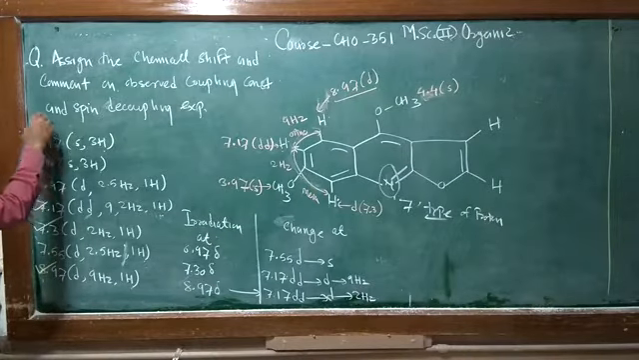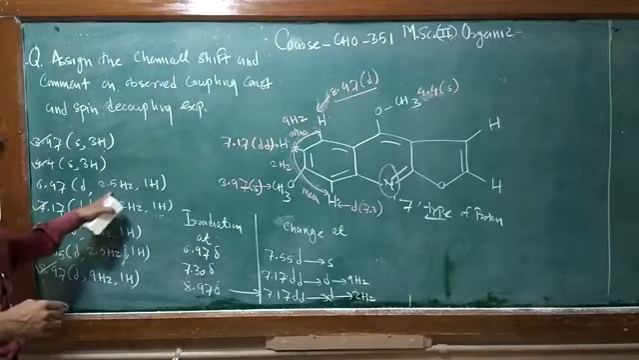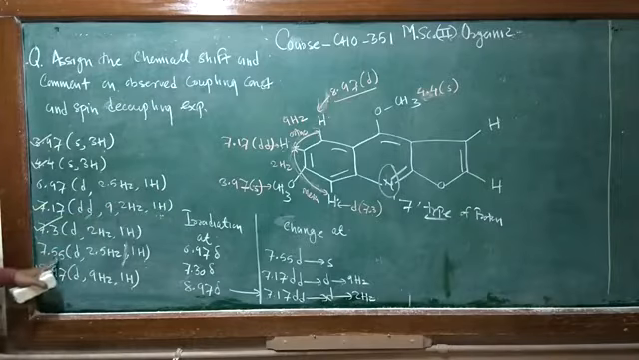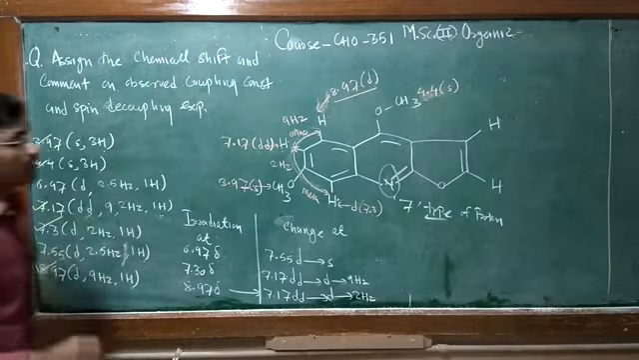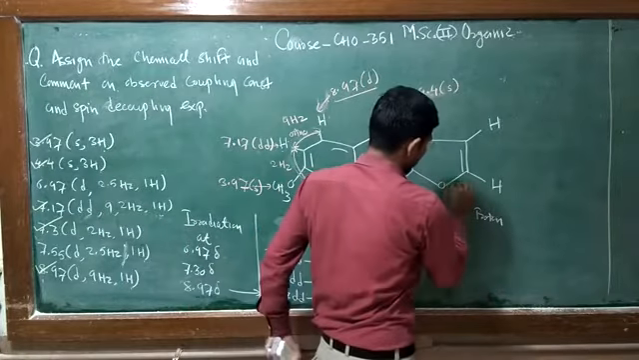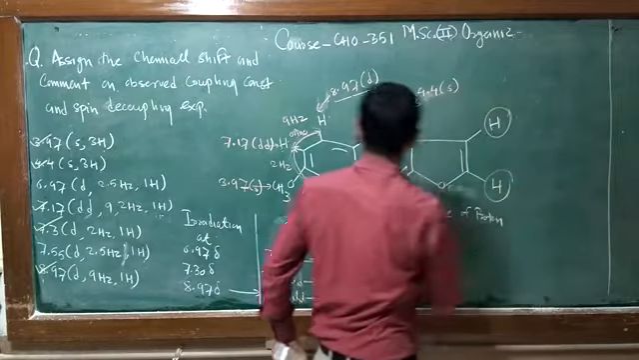So also we assign this signal. The signal remaining is only the 6.97 doublet, 2.5 hertz for one proton, and the 7.55 doublet, 2.5 hertz for one proton. This means these two protons actually couple. So this furan ring is given here, and this furan ring also contains aromatic protons.